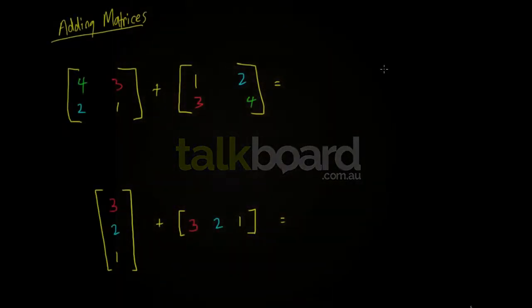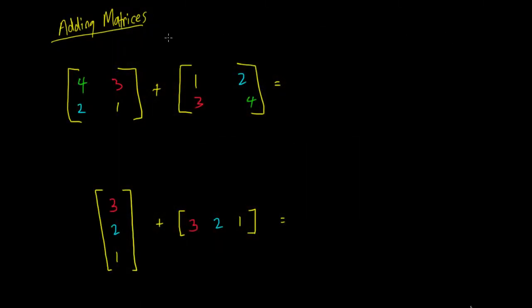Hey guys, so in this video we're going to have a look at adding matrices. In a previous video I introduced you to the concept of the order of a matrix. This concept of order was that you have a matrix here and it has these rows which go from left to right. Then you have these columns which go from top to bottom: rows left to right, columns top to bottom.